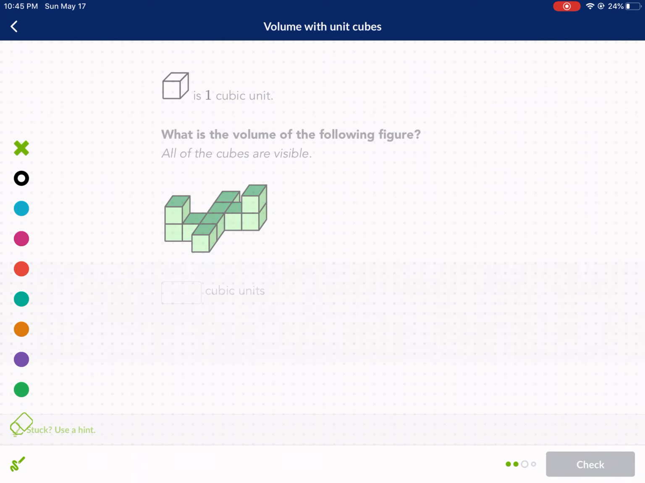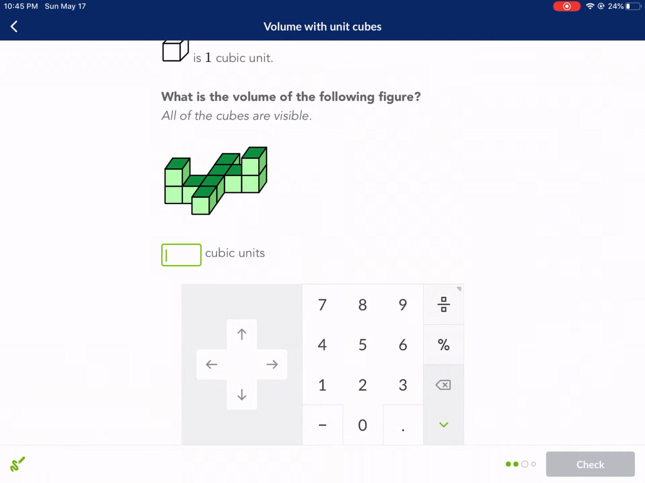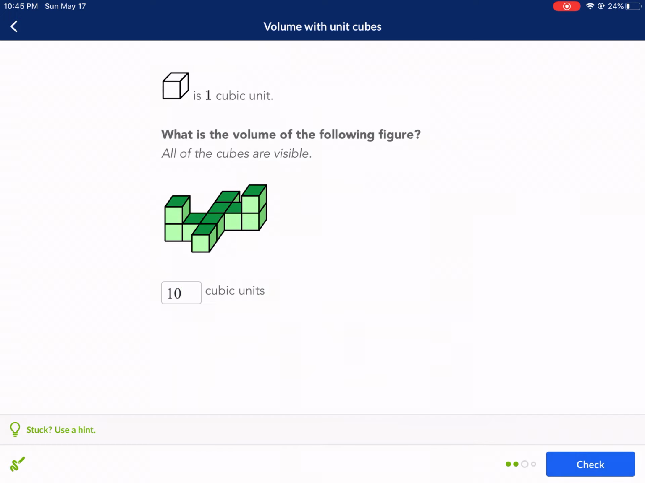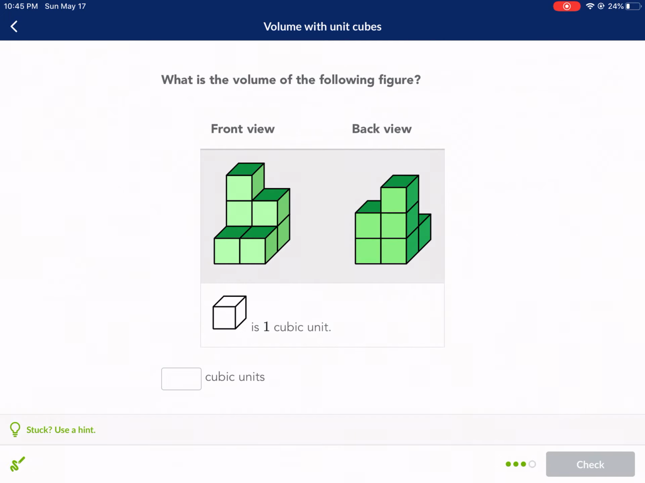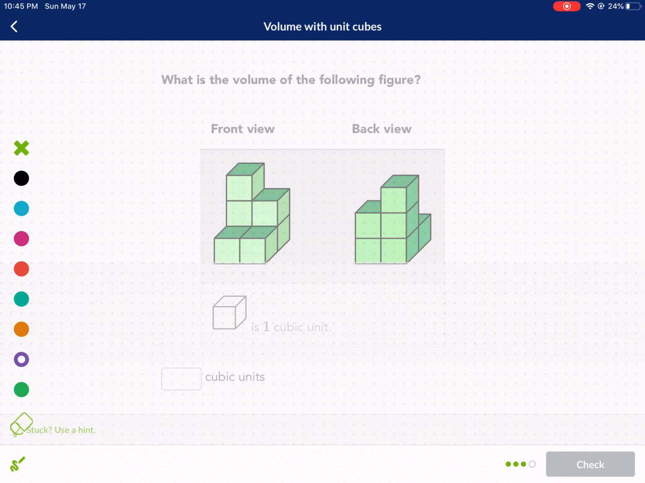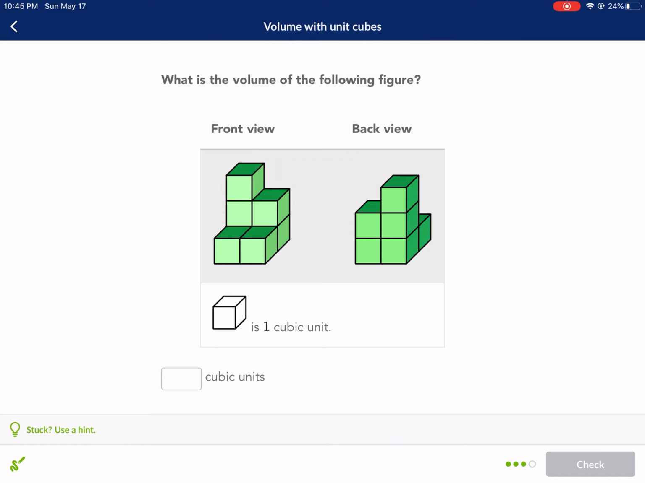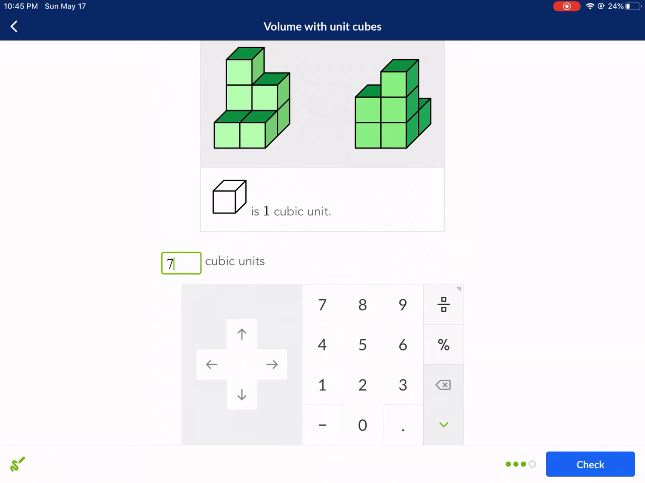Okay, we have another one here. We just need to count 1, 2, 3, 4, 5, 6, 7, 8, 9, 10. Again, that's 10. Same volume, different shape. Okay, now we have the following figure. This one's trying to trick you a little bit. 1, 2, 3, 4. There's one underneath, and then this is 5, 6, and this is 7. So there's 7 cubic units.